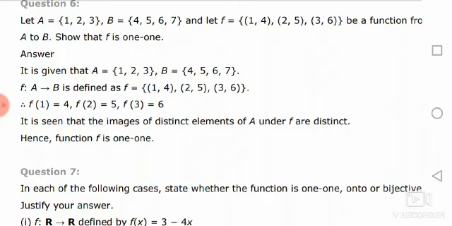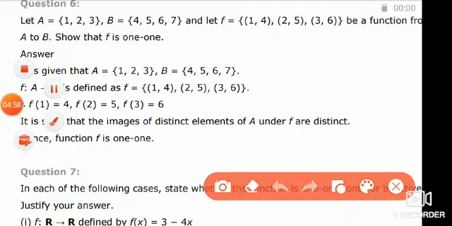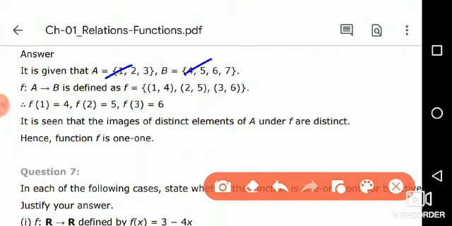Answer: it is given that A is a set containing 1, 2, 3, and B is another set containing the elements 4, 5, 6, 7. F is a function defined from A to B. The image of 1 in the codomain set is 4. The image of 2 is 5. The image of 3 is 6. Every element of A has a different image in B. Therefore, the given function is said to be 1 1.